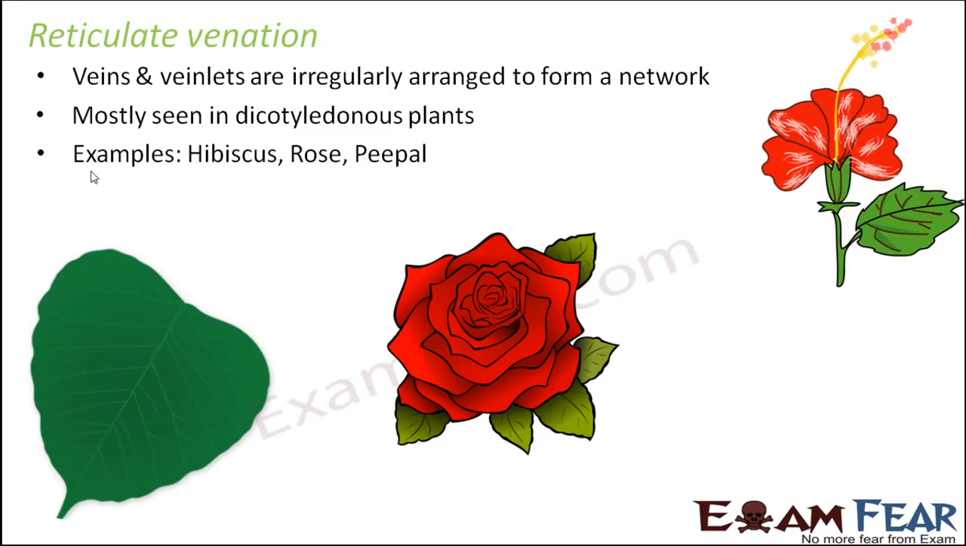Here you can see an example of reticulate venation, where there is no specific pattern. Some are going like this, some like this, again here, again here, you have one from here, one from here. So you basically have these veins and veinlets arranged haphazardly somewhat like this. That is known as reticulate venation. I'm sure you have these kinds of plants in your house, for example hibiscus or rose or peepal. You can observe the leaves of such plants and understand what reticulate venation is.